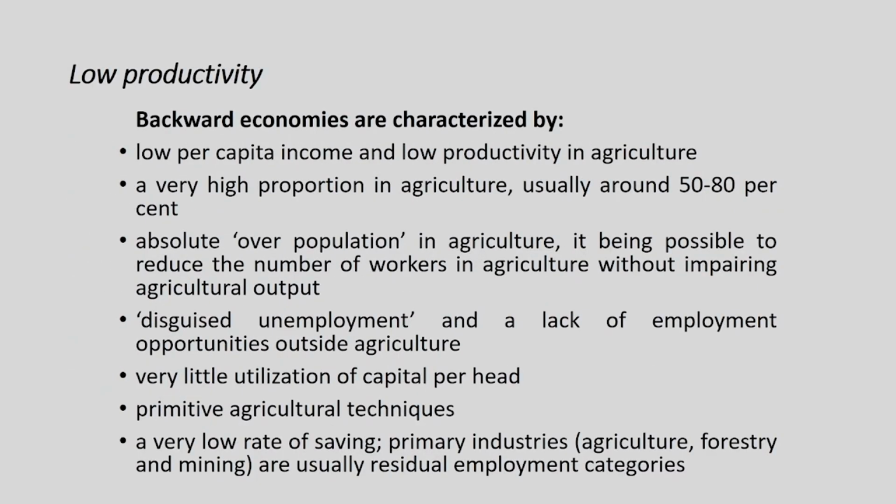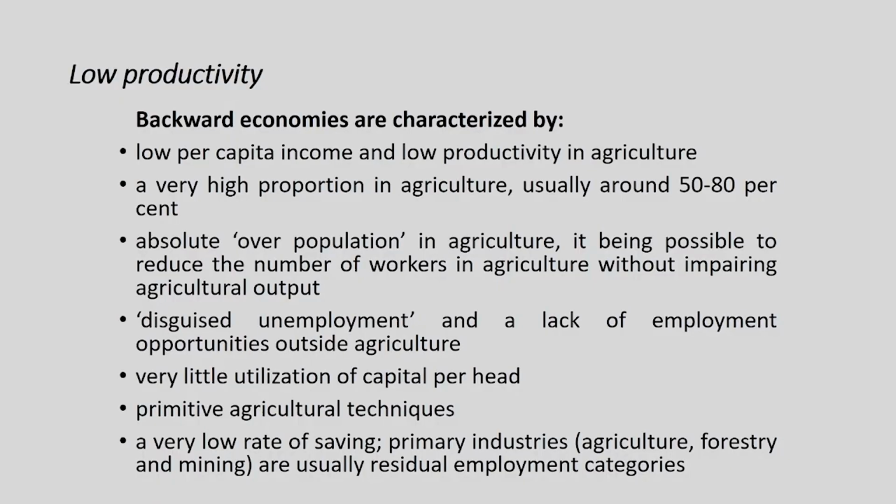Backward economies are characterized by low per capita income and low productivity in agriculture. That's what we have discussed. A very high proportion of the population in agriculture, usually around 50 to 80%. Absolute overpopulation in agriculture. There is seasonal unemployment. There is disguised unemployment, where the marginal product will be either zero or negative. And a lack of employment opportunities outside agriculture, very little utilization of capital per head, and primitive agricultural techniques. I mean the same bullock cart system, very low rate of savings.